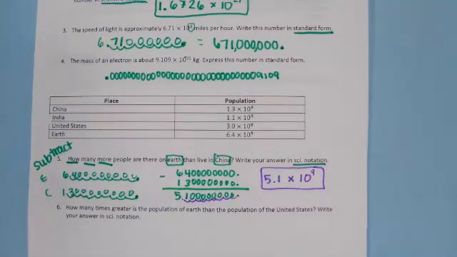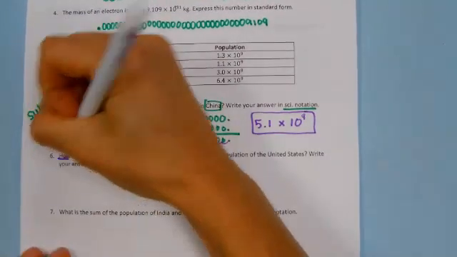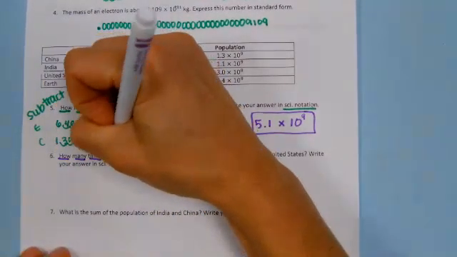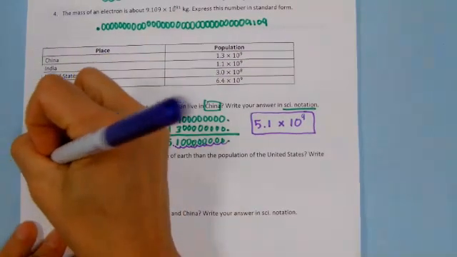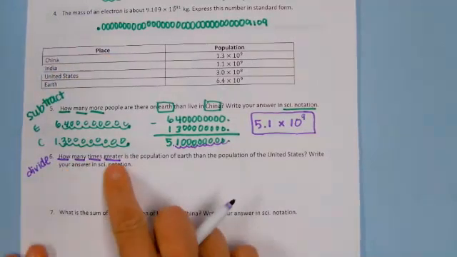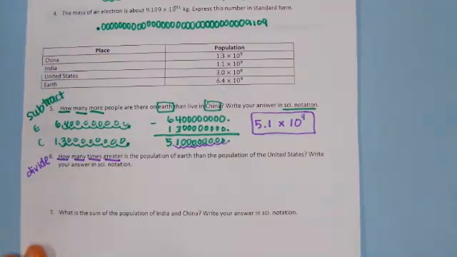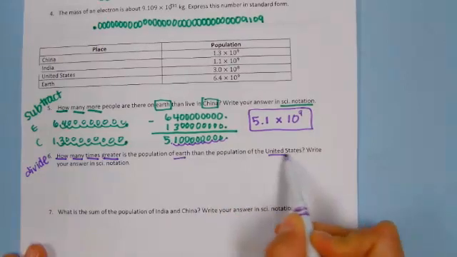All right, good. Number 6. How many times greater? How many times greater? Right away, what are we doing? Not multiply. Divide. So that is something that gets mixed up. Multiplication, division, and subtraction. How many times greater means we're going to divide. Is the population of Earth than the population of the United States?